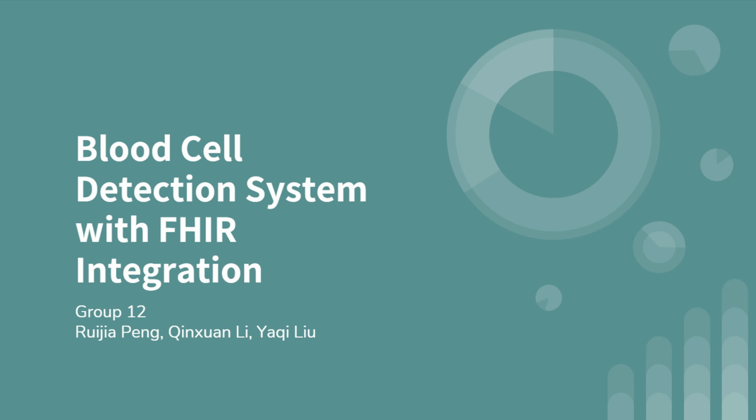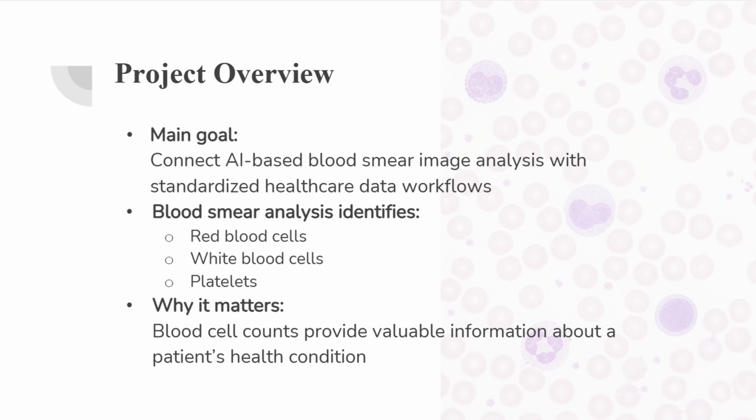Hello, we are Group 12 and this is our final project presentation for CS4640 Health Informatics. Our project is a blood cell detection system with FHIR integration. The main goal of this project is to connect AI-based blood smear image analysis with standardized healthcare data workflows.